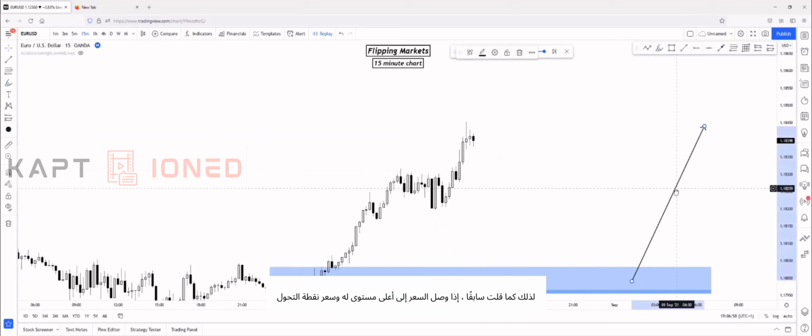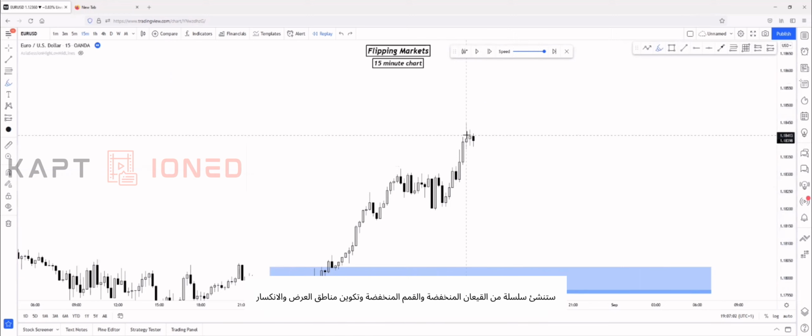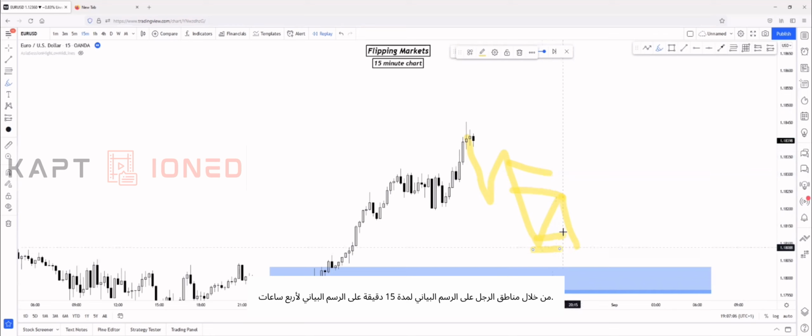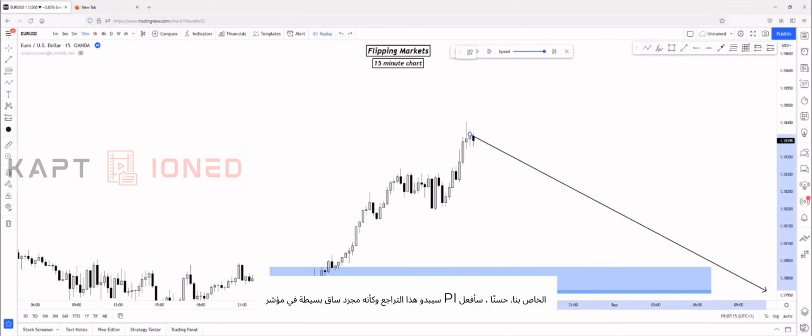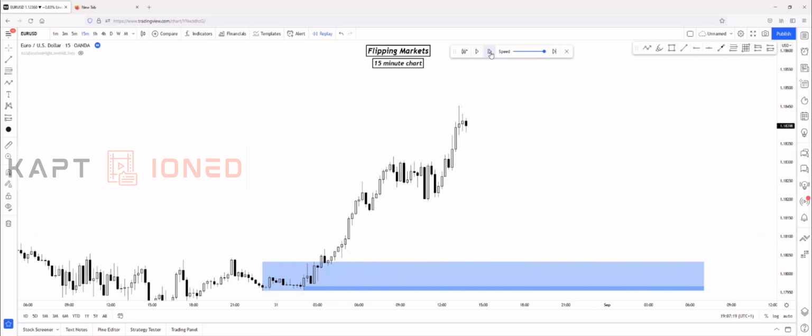So as I said earlier, if price reaches its high point and turning point, price will create a series of lower lows and lower highs, creating supply zones and breaking through demand zones on the 15-minute chart. But on the 4-hour chart, this pullback will look like just a simple leg into the 4-hour POI. Okay, so I will just play price forward.